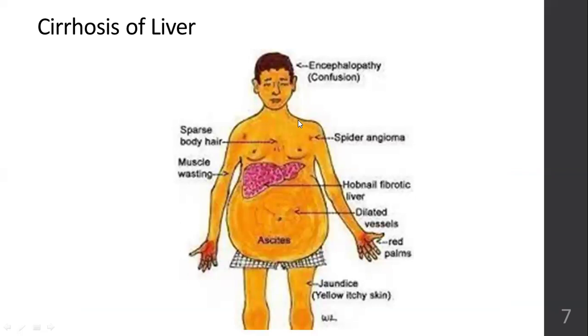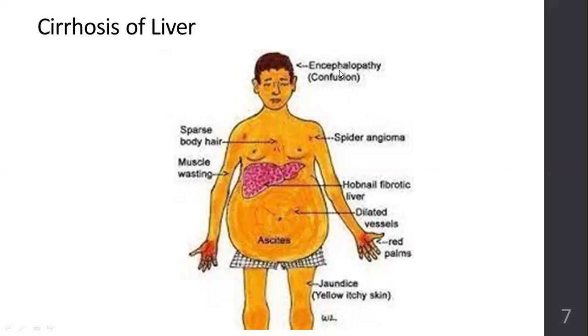So signs and symptoms in liver cirrhosis, you will see a distended stomach. This is ascites. Ascites means a fluid filled peritoneal cavity. The abdominal cavity has a peritoneum, and the peritoneal cavity becomes filled with fluid. So the stomach part will be completely distended. It's fluid filled. That is ascites. Muscle wasting, they will lose a lot of muscle mass, sparse body hair here and there, spider angioma, encephalopathy, that is, the brain cells are getting affected, so they are in an altered mental state.